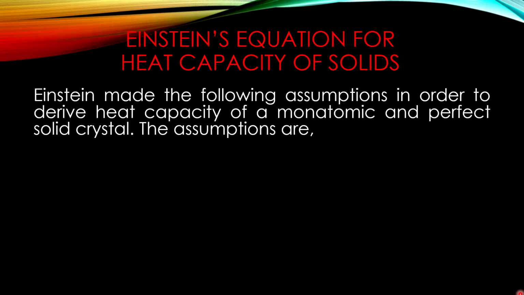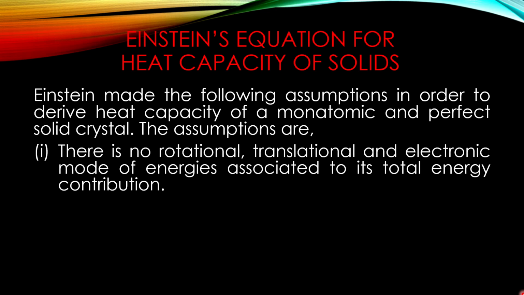Now move on to Einstein's equation for heat capacity of solids. Einstein made the following assumptions in order to derive the heat capacity of a monatomic and perfect solid crystal. Look here, the term perfect solid crystal comes. So we know what its characteristics are. What types of assumptions were made by Einstein?